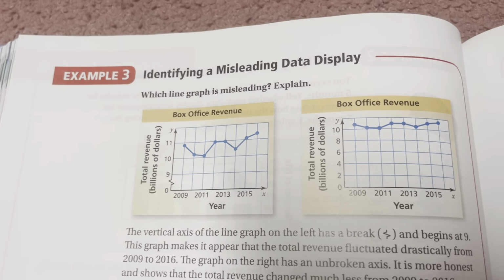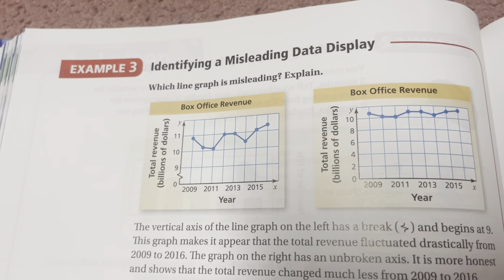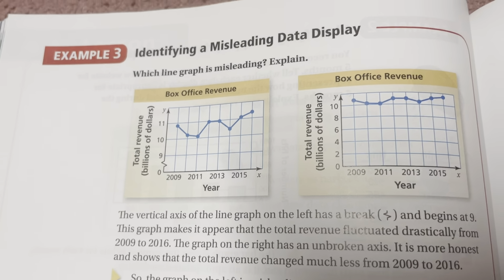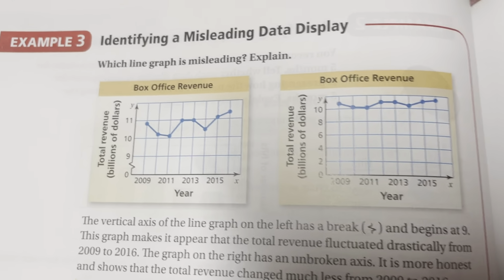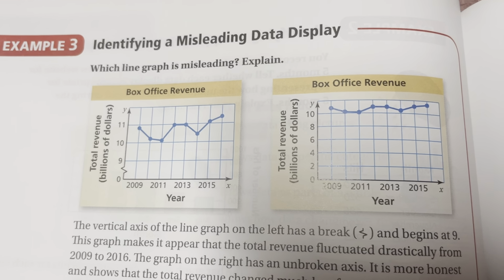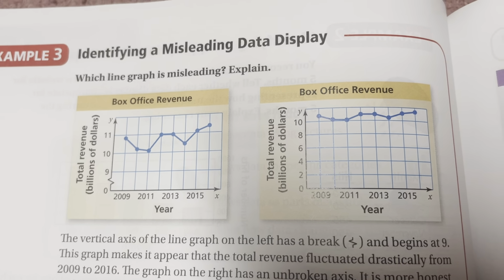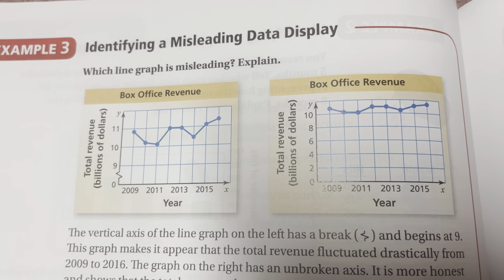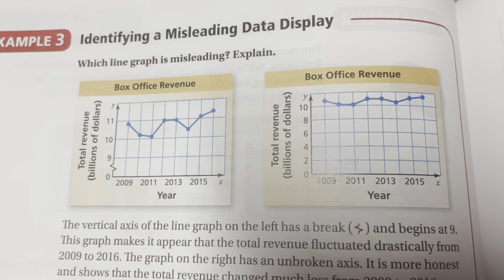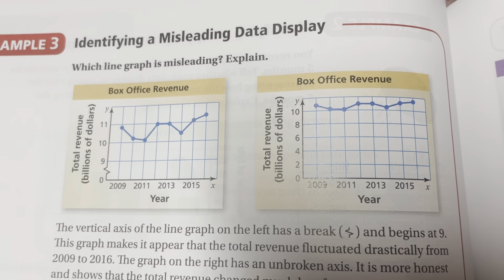All right, the last part that we're going to do is identifying a misleading data display. How do we know if something is misleading? Well, here are 2 graphs that are meant to show the same thing: box office revenue, whether it was a play or the movies or whatever the case may be. Now, one of these is misleading.